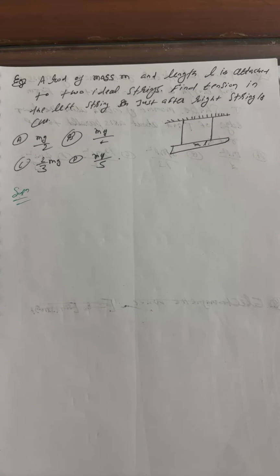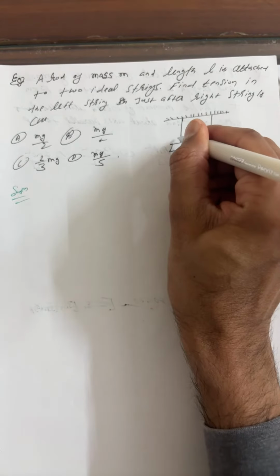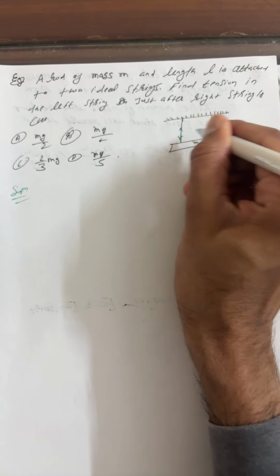Student, in the question, a rod of mass M. Okay, this rod is hanging, mass is M and length is L, attached to two ideal strings. Find the tension in the left string. We have to find tension over here, students. The tension in the left string just after the right string is cut. Okay, this is finished.